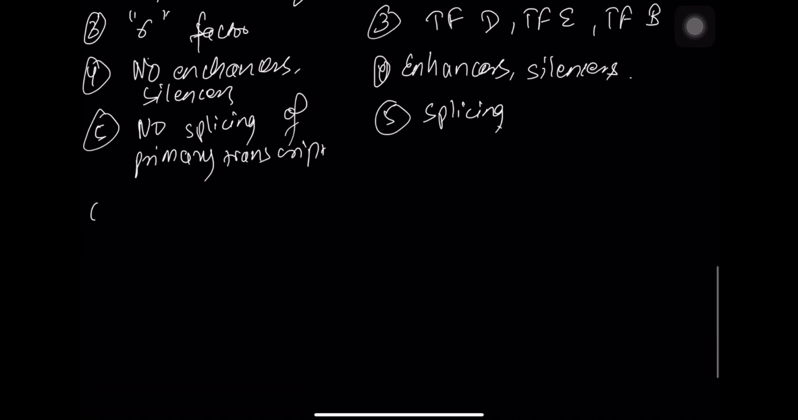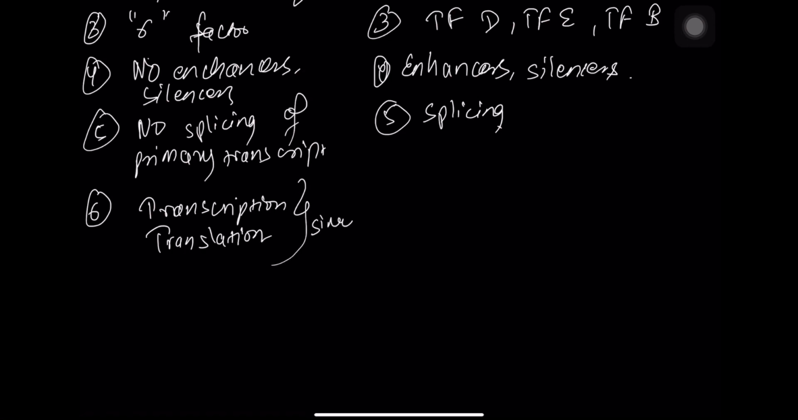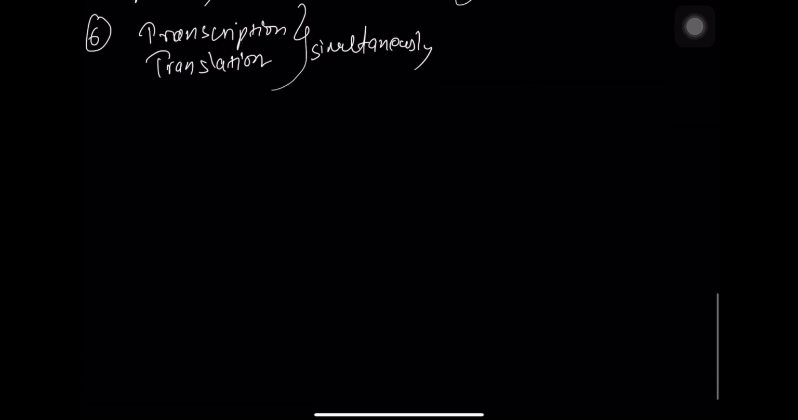So the last difference here is that the transcription process and translation process occur simultaneously in prokaryotic cells. So transcription and translation occur simultaneously. But in eukaryotic cells, the processes cannot occur simultaneously.